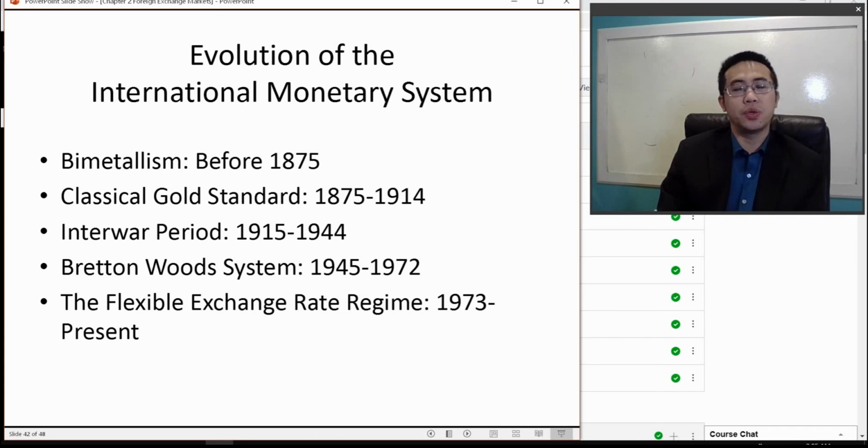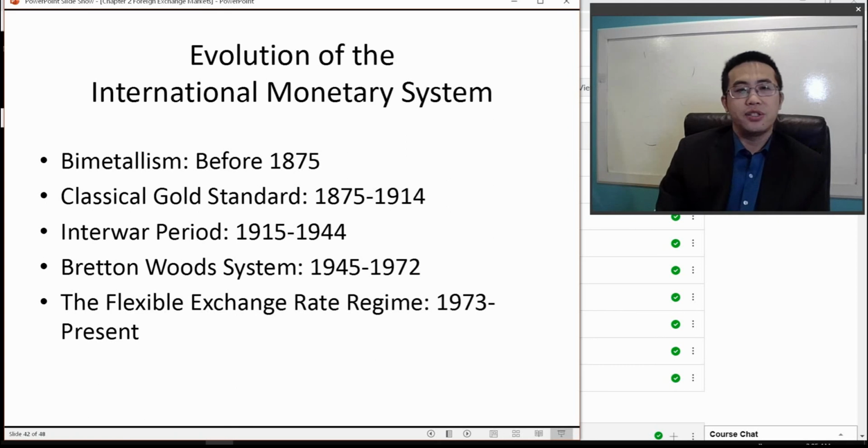Under the Bretton Woods system, all the currencies like the Deutsche Mark, French franc, and British pound were pegged to the US dollar at a fixed exchange rate. So for over 20 years, the dollar had a fixed exchange rate with all the other major currencies. And then the US dollar had a fixed exchange rate with gold. It was 1 ounce of gold for 35 US dollars.